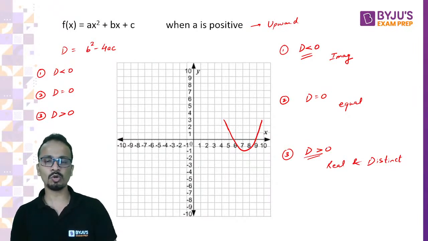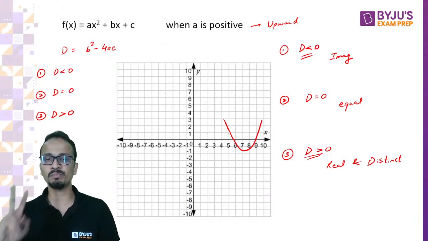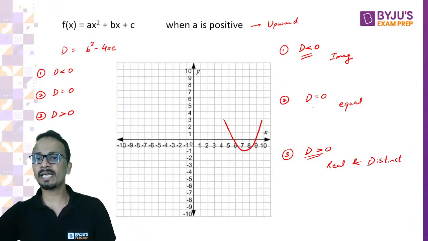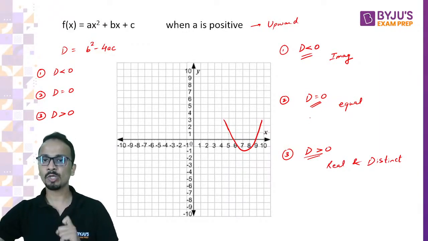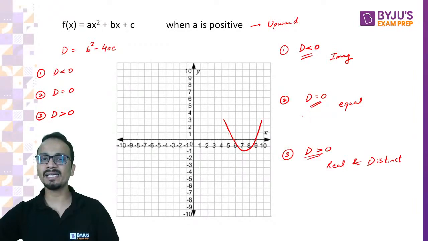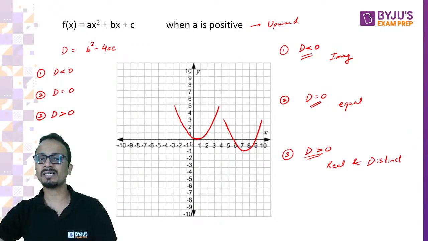So this was one of the cases: when the discriminant is greater than 0, the graph will intersect the x-axis at two distinct points because we have two distinct real roots. Now case number 2, when the discriminant is equal to 0, the roots are equal, or effectively we have only one root. So the graph will touch the x-axis at exactly one point. The general shape of the graph will be something like this when it is touching the x-axis at a single point.